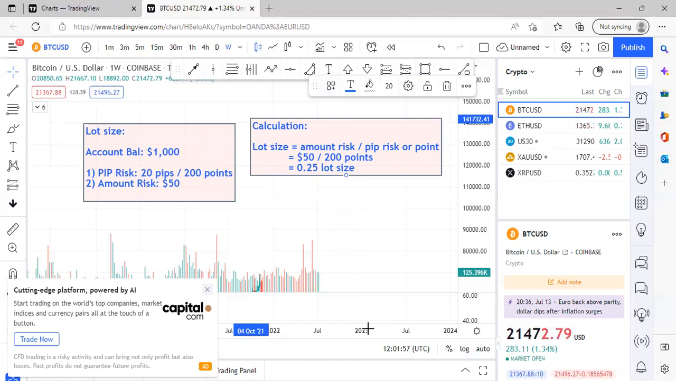It is very simple. Don't just use any lot size. Calculate your lot size before entering the market. Know the pips you are willing to lose, or the points you are willing to risk in the market. Know the amount you are willing to risk in the market. Do your simple calculation, get your lot size, and place your trade. It is quite simple.